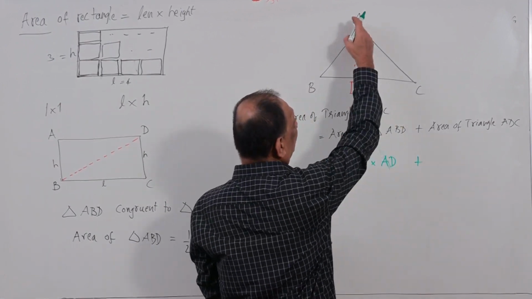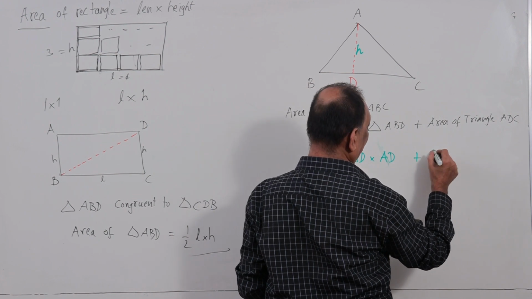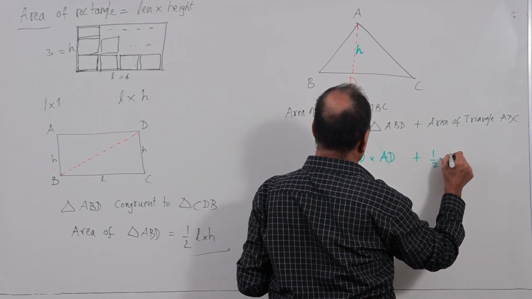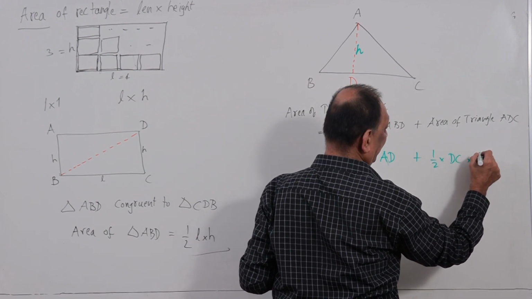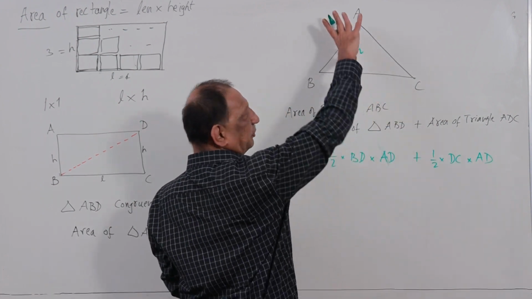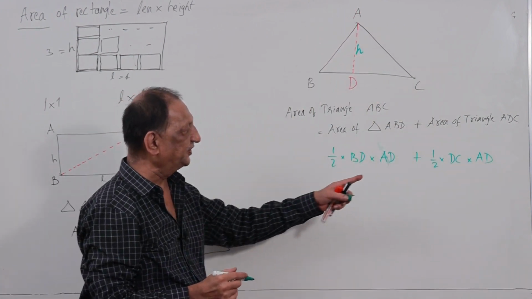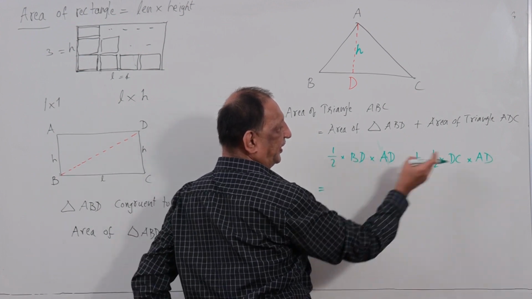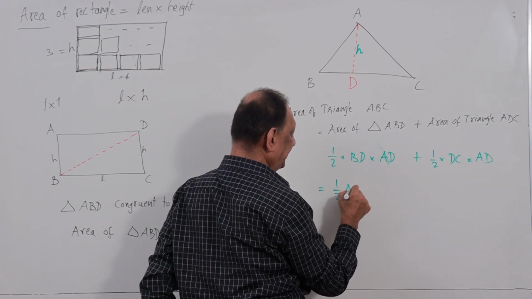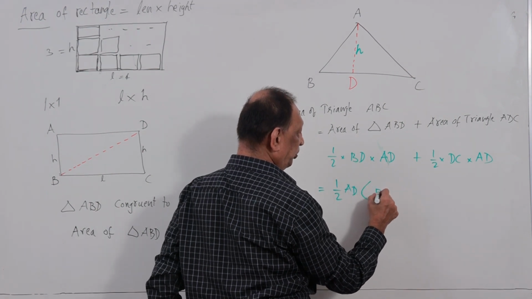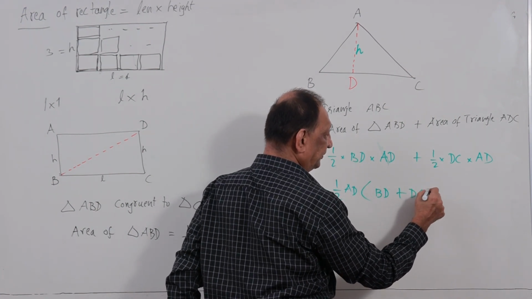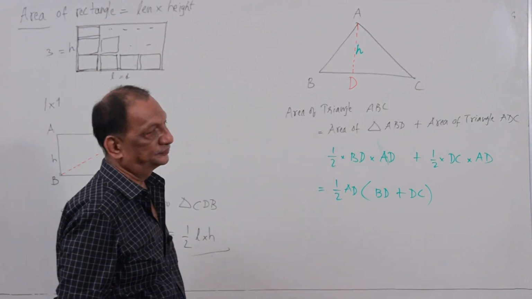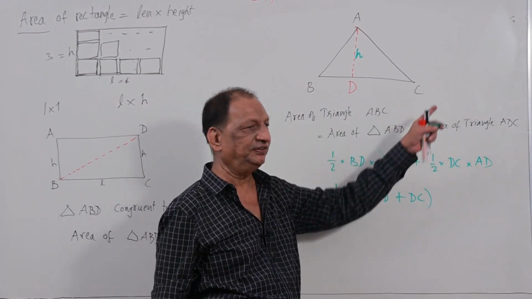Plus same way for ADC, what is the area is half multiplied by DC multiplied by AD. Correct? Half length multiplied by height. Correct? When you add these two, I can take common factor here. Half AD is common. So half AD multiplied by BD plus DC. And what is BD plus DC?